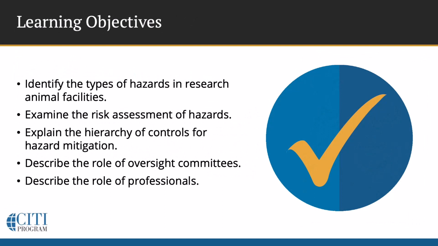Okay, so today's learning objectives are to identify the types of hazards present in a research animal facility, to examine the risk assessment of those hazards, and I will try to explain the hierarchy of controls for hazard mitigation. And then we'll describe the role of oversight committees and understand the role of professionals.